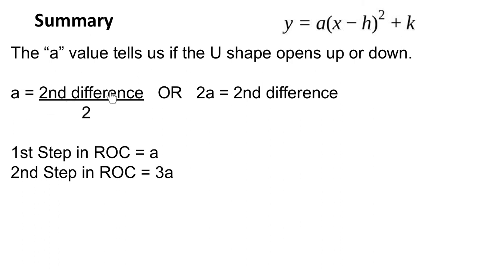A value is the second difference divided by 2. Sometimes we just say rate of change, but ultimately in our table, we're looking at our second difference. Or 2 times the A value gives us our second difference, or how our rate of change is changing. The first step away from the vertex is always exactly what the A value is, just like it is for absolute value. But the second step away from the vertex is going to be 3 times the A value.